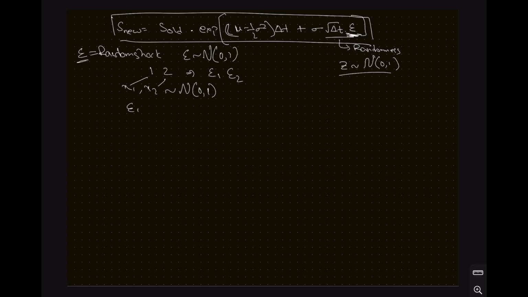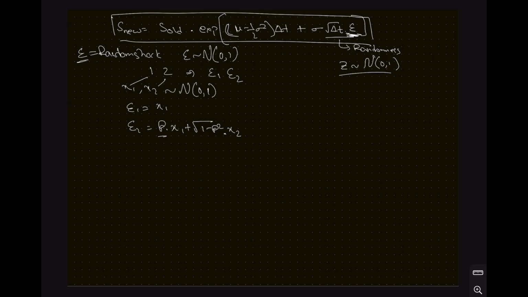So epsilon 1 would be x1, and epsilon 2 would be derived through x1: rho times x1 plus the square root of 1 minus rho squared times x2. So rho is our correlation factor, and this is how we're going to get the correlation.